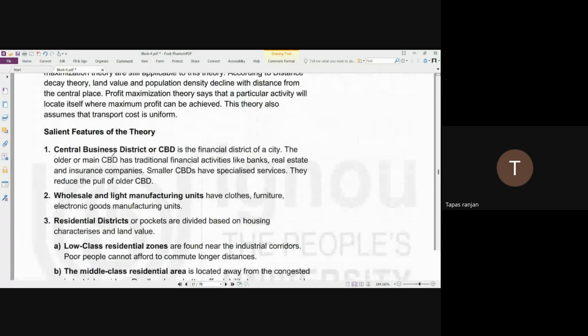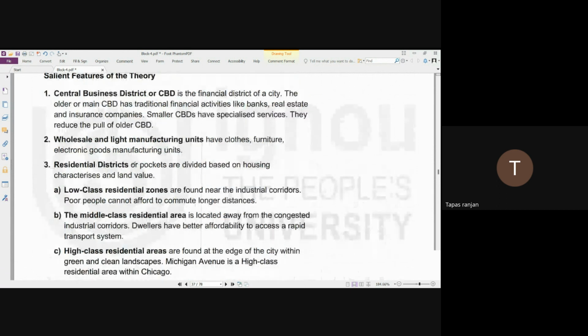So what is the central business district? It is basically the financial district of the city, and it will give you different services like financial activities such as bank, real estate, insurance companies. Then you have smaller CBDs which have specialized services. Then wholesale and light manufacturing units. So they produce clothes or manufacture furniture, electric goods, and different other manufacturing units.